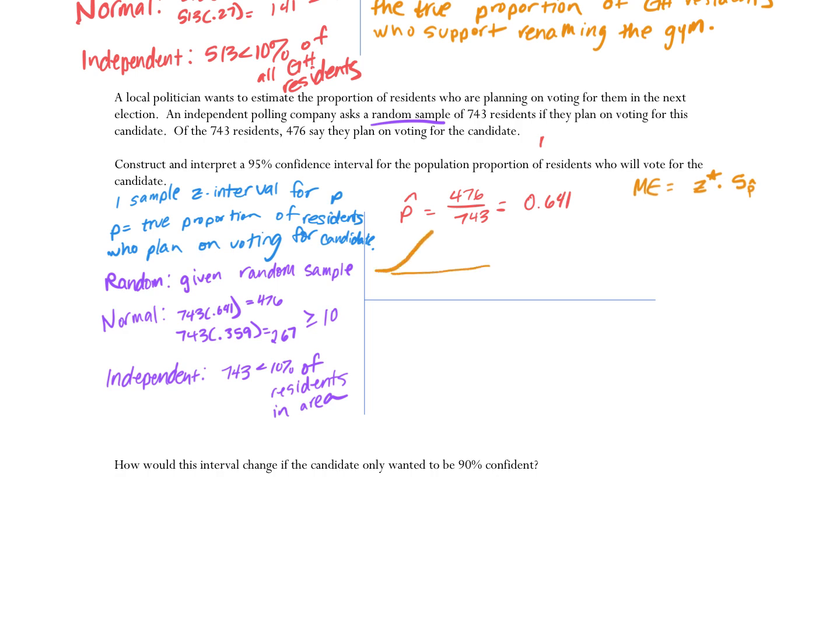To find it, we can draw a picture. Z's have a mean of 0 and a standard deviation of 1. If we're 95% confident, we're talking about the middle 95% of the p-hats. Do you guys remember doing these now? And hopefully we're getting that z star is equal to 1.96. And our standard error would be the square root of 0.641 times 0.359 all over 743.